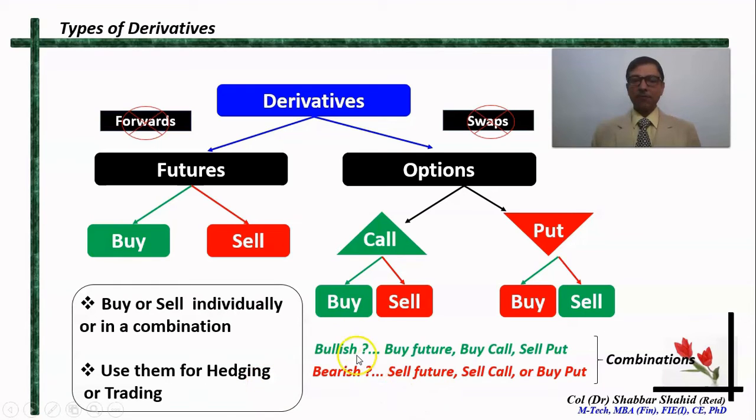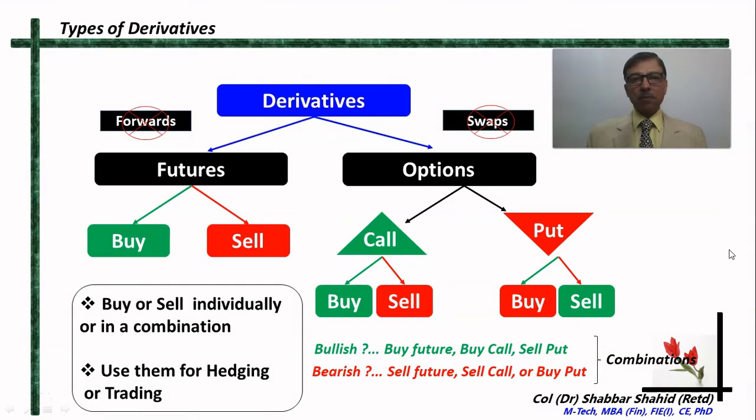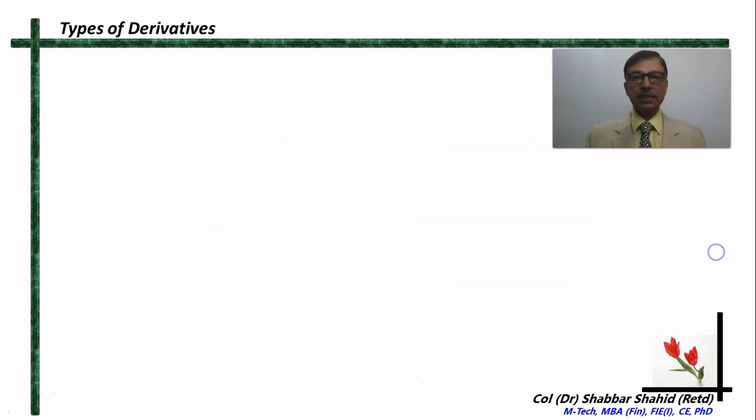Generally, as a concept, when you are bullish, you either buy a future or you buy a call or you sell a put. And when you are bearish, you sell a future or you sell a call or you buy a put. It may seem quite confusing at this stage because it is only the preliminary introduction, but once you are familiar with their characteristics, their way of functioning and the risk management strategies, then you will find them interesting, like a game of chess.